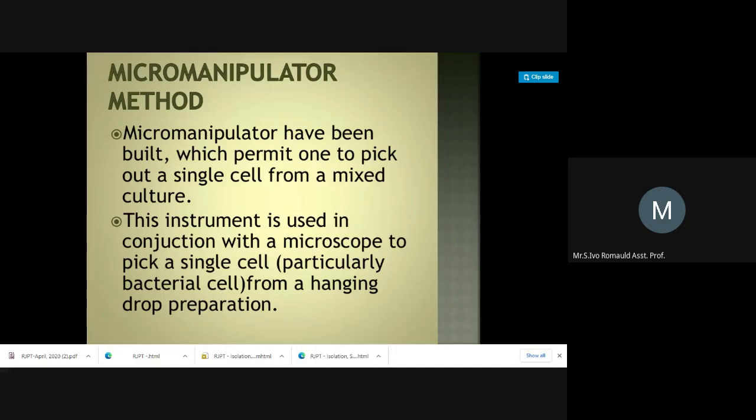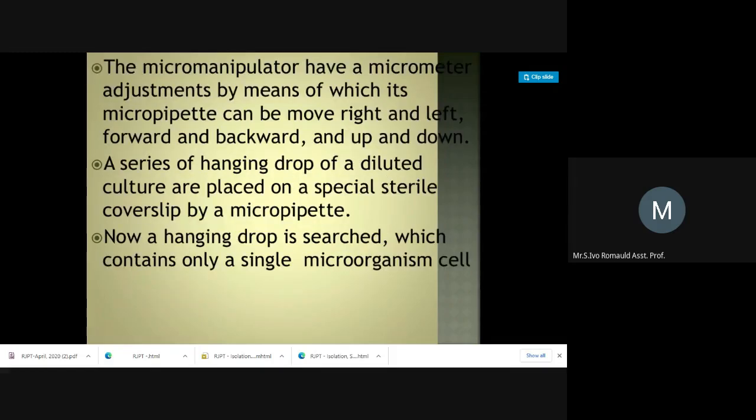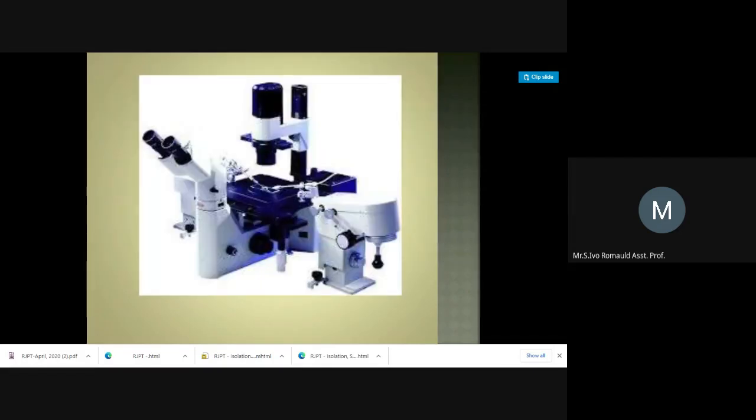Okay, so this instrument is used in conjunction with a microscope to pick a single cell, particularly a bacterial cell, from a hanging drop preparation. Okay, so this is about a series of hanging drops. Okay, next. So this is a micro manipulator instrument, which will be attached with a microscope.